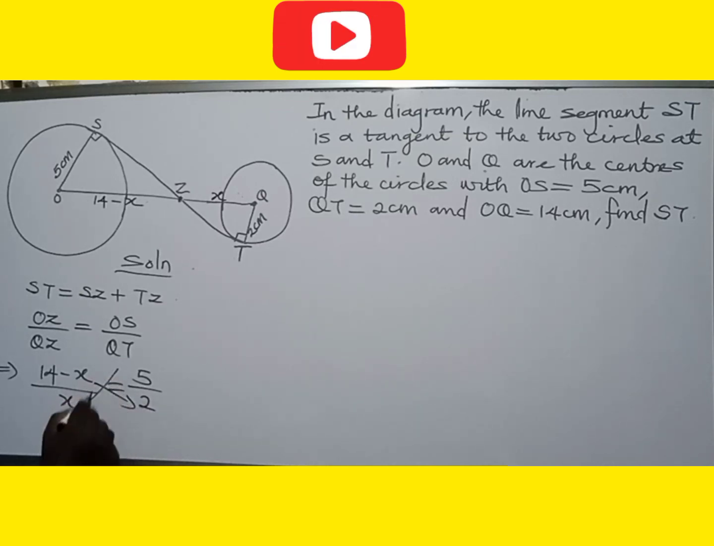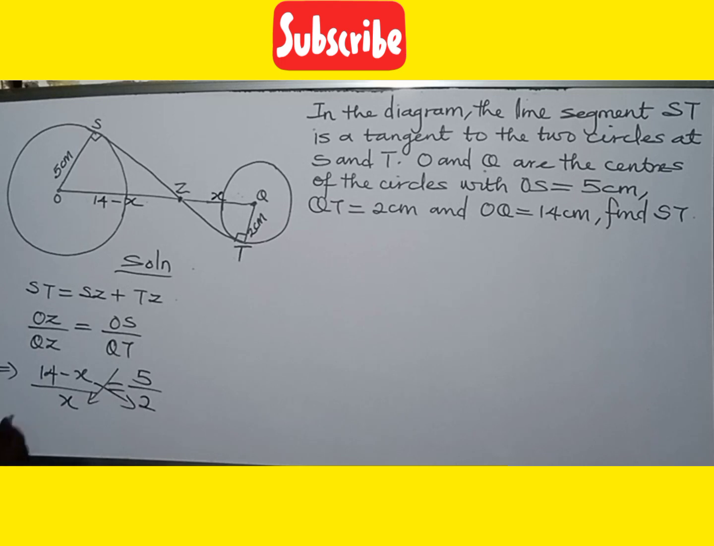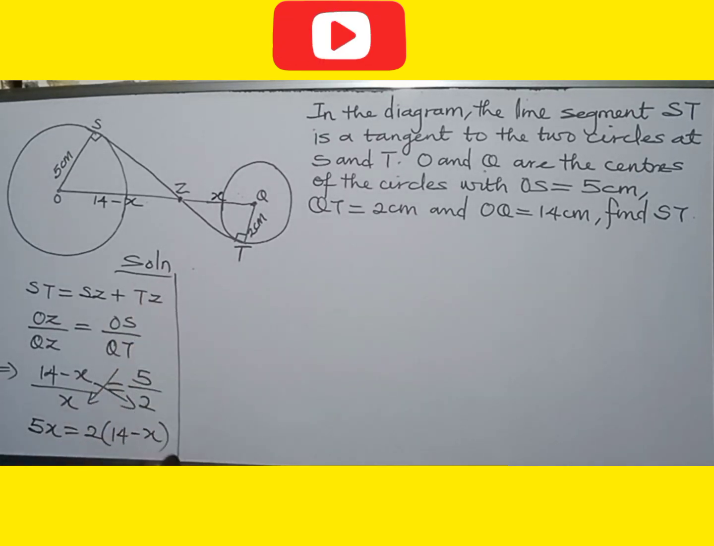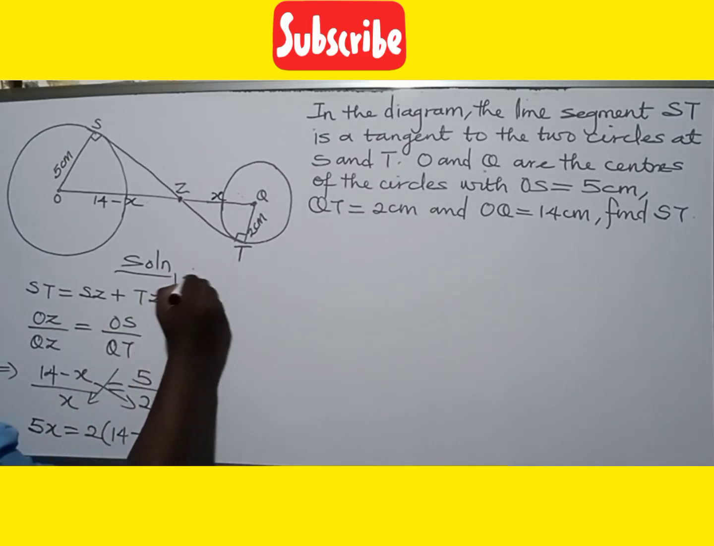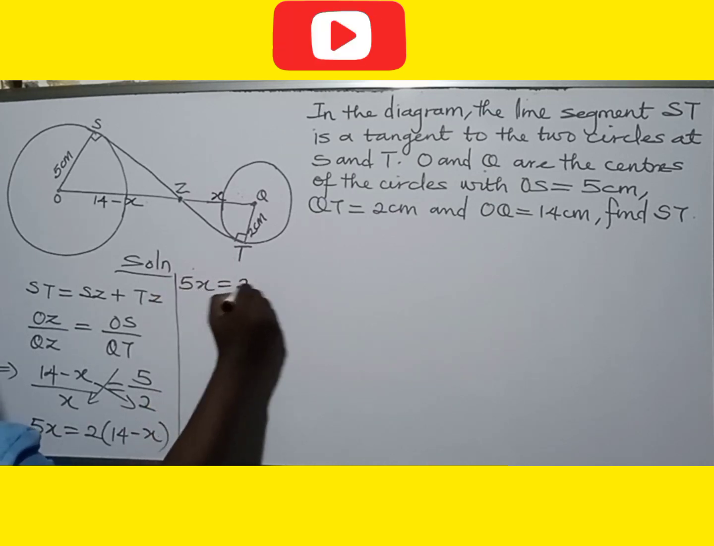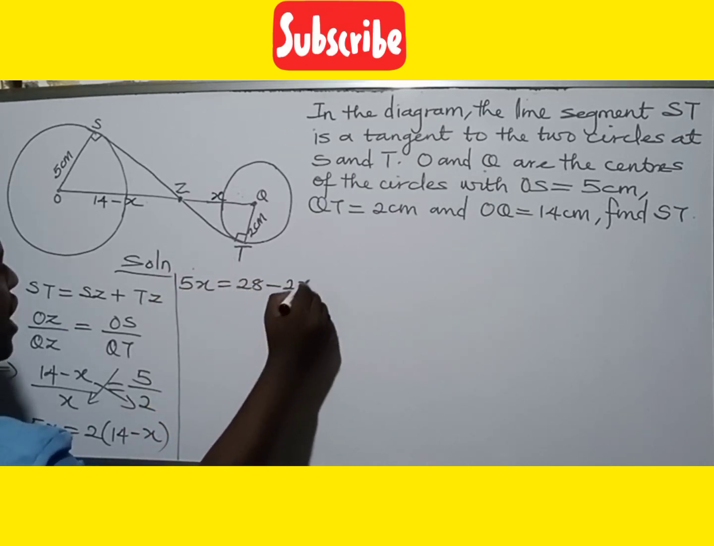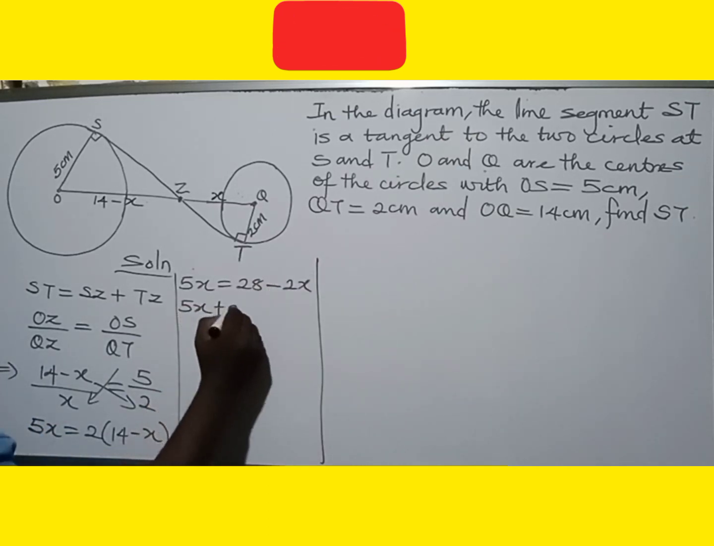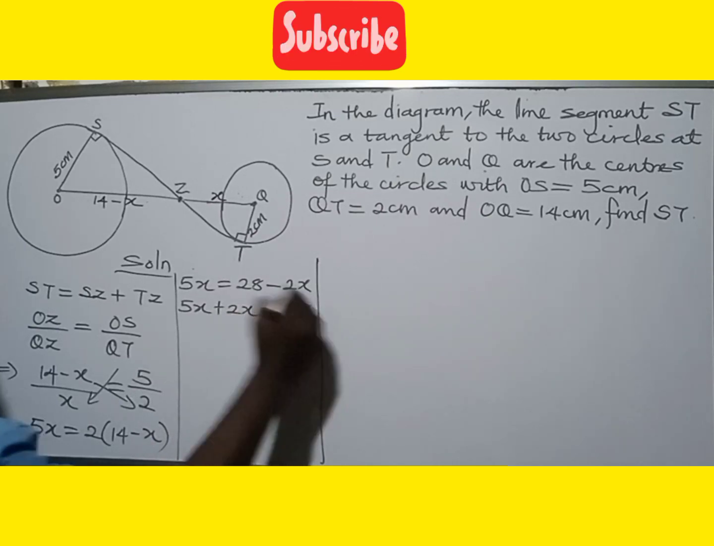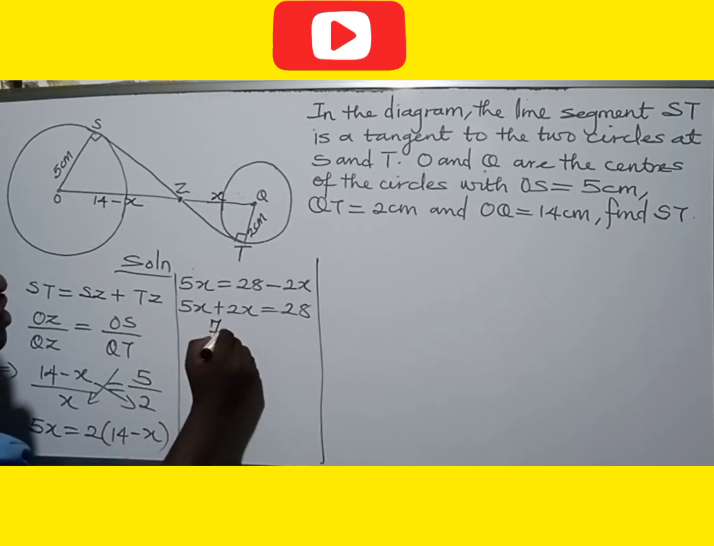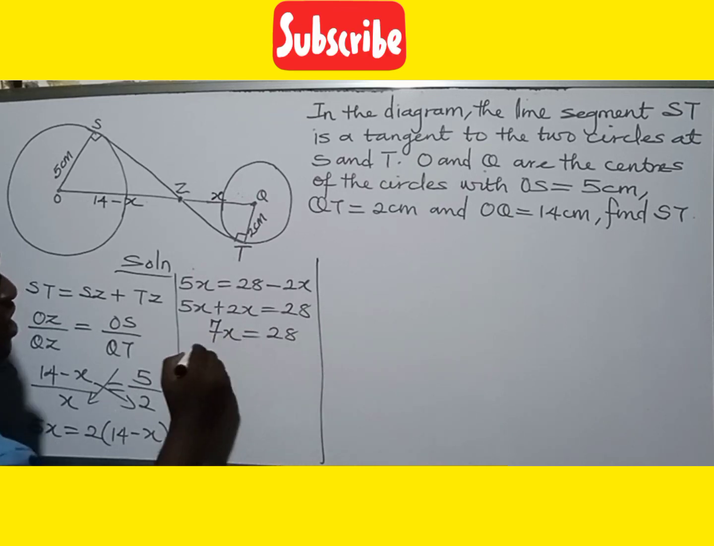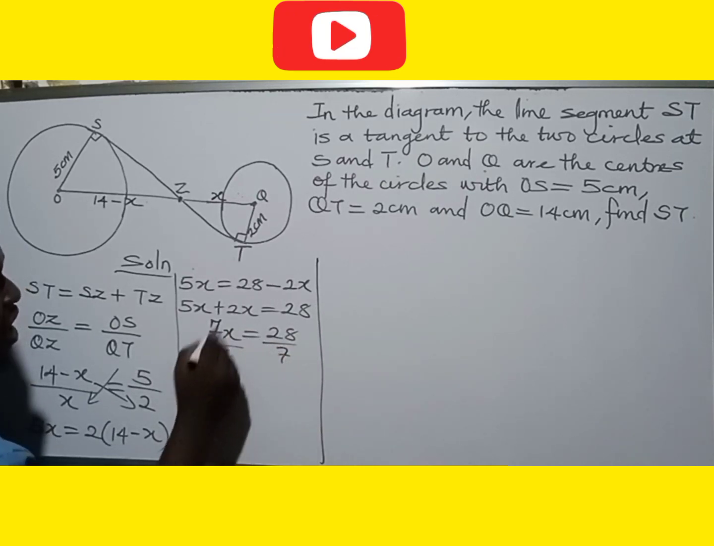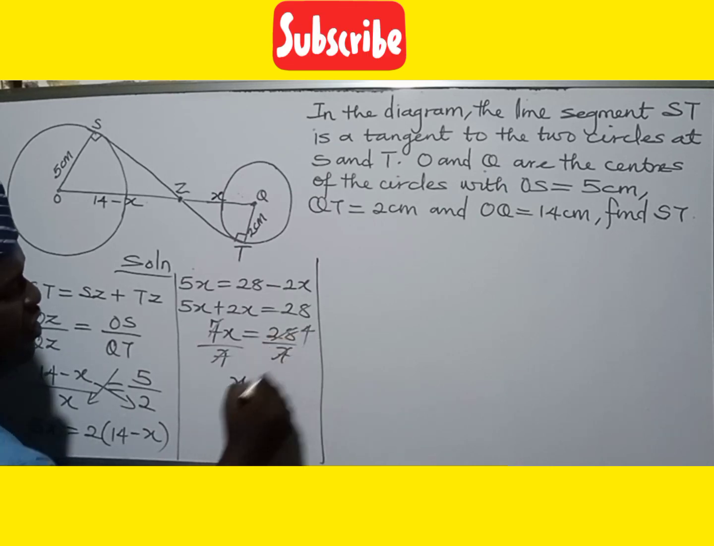From here, we can cross multiply. If you cross multiply, we are going to have 5x is equal to 2 into 14 minus x. That will give us 5x is equal to 28 minus 2x. By collecting like terms, we have 5x plus 2x is equal to 28, and that will give us 7x is equal to 28. Divide both sides by 7. I have my x is equal to 4.